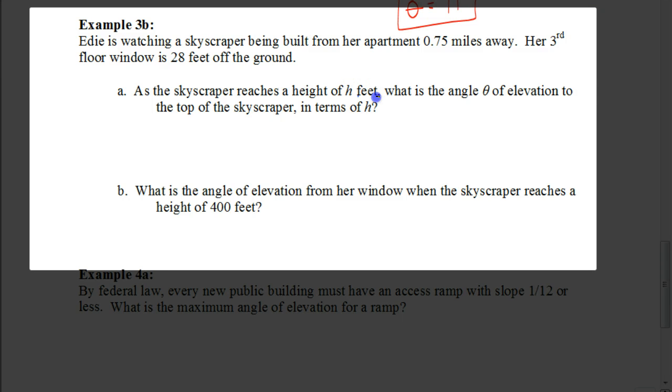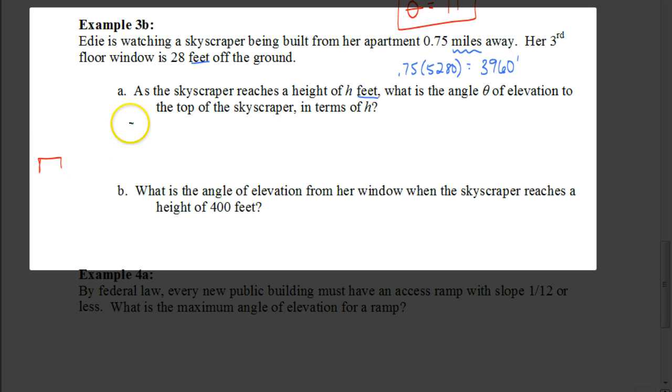Well, if you notice here, our units for everything, except for the distance her apartment is from the skyscraper, are in feet. So we need to change that 0.75 miles to feet. The way that we do that is we take 0.75 times 5,280, because there's 5,280 feet in 1 mile. And this is less than 1 mile, so it's going to be less than 5,280 feet. When you multiply it by 0.75, we end up getting 3,960 feet.